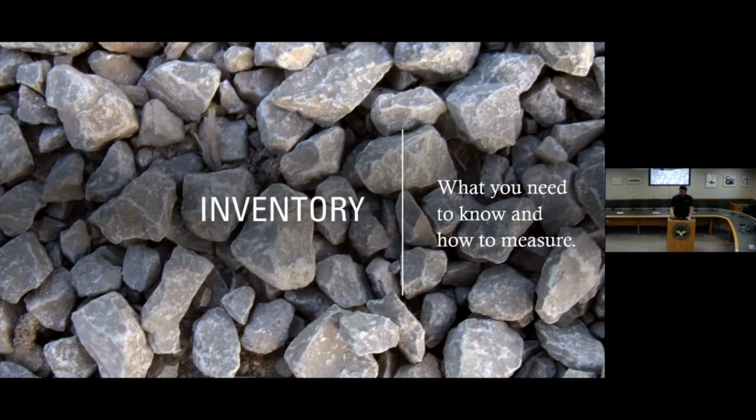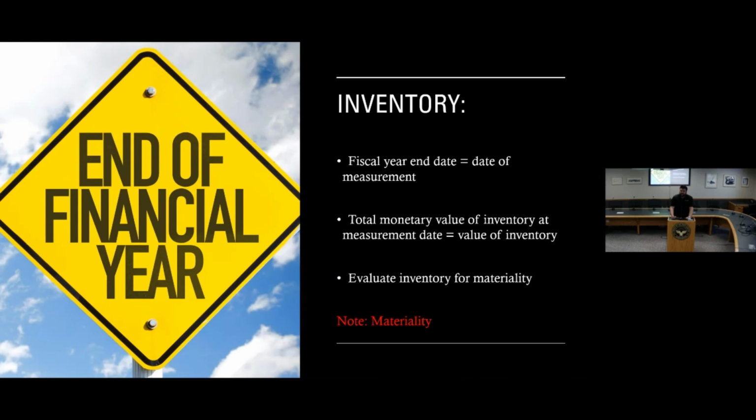So what you guys need to know and how to measure it. Your fiscal year end date is really the date of your measurement. So for example, if you have a calendar year end, let's say 12/31 fiscal year end date, that is the date you want to do your measurement of inventory. Now I know it's not ideal in North Dakota on New Year's Eve to go measure gravel pits. So try to do it when all the activity is done for the year.